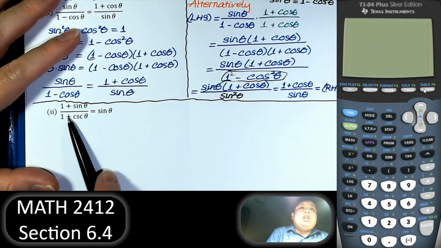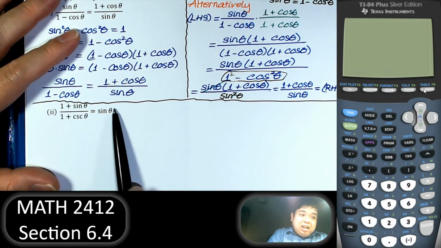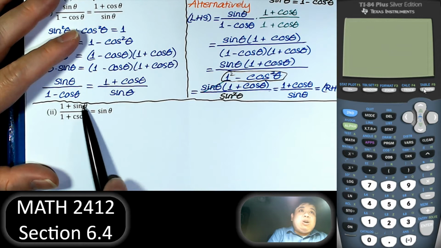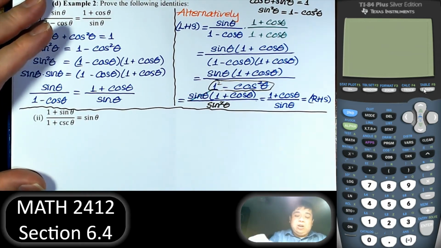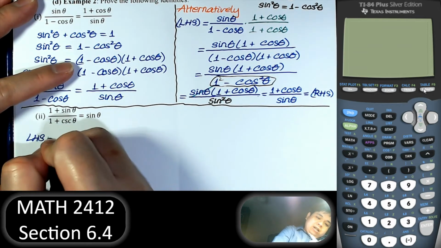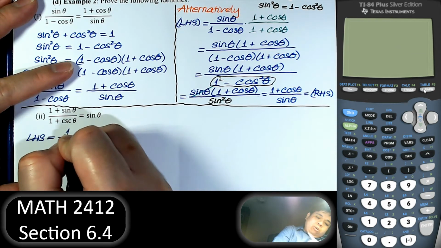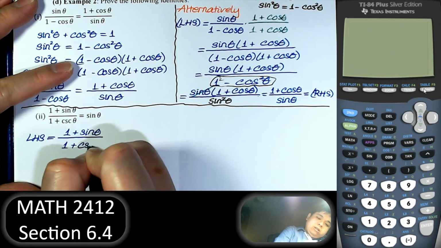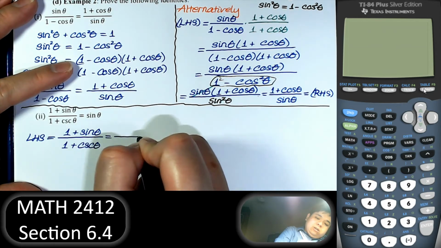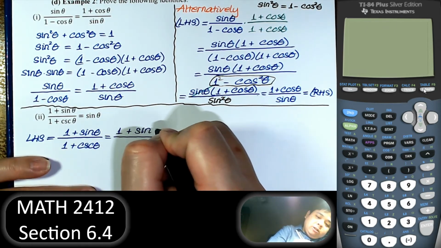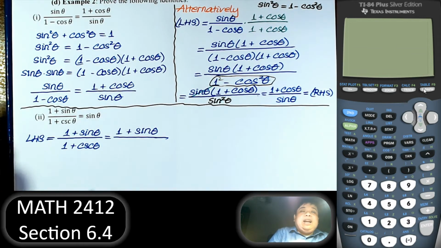Right. Now this one is obvious. We know that this side is more complicated than this side. So in that case, why don't we just try to simplify the left hand side, and make sure that it is equal to the right hand side. So the left hand side is equal to 1 plus sine over 1 plus cosecant. It will help if we write everything in terms of sine and cosine.